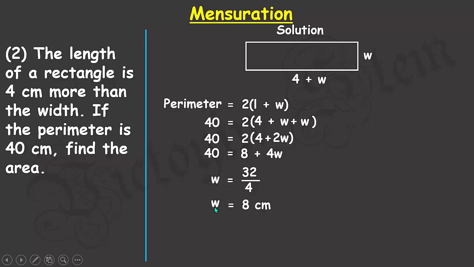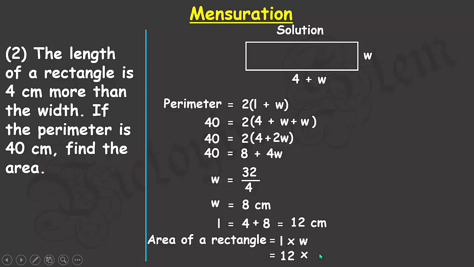Remember, w is the width of the rectangle. Now, the length of the rectangle is 4 plus w, so it will be 4 plus 8, which is equal to 12 centimeters. And then the area of the rectangle, because the question states the length of a rectangle is 4 centimeters more than its width. If the perimeter is 40 centimeters, find the area. So the area of the rectangle is length multiplied by the width. The length is 12 multiplied by the width is 8. So the area of this rectangle is 96 centimeters square. And that marks the end of the second question.